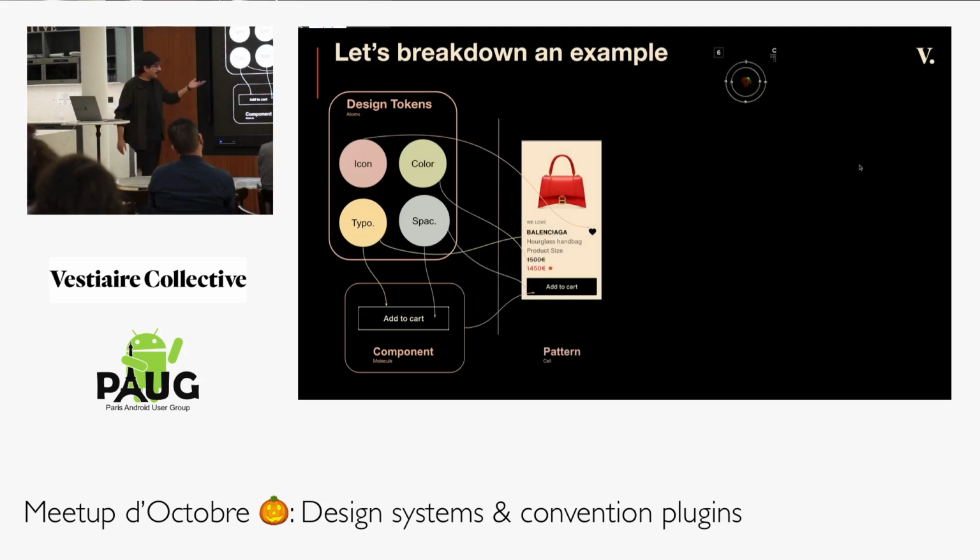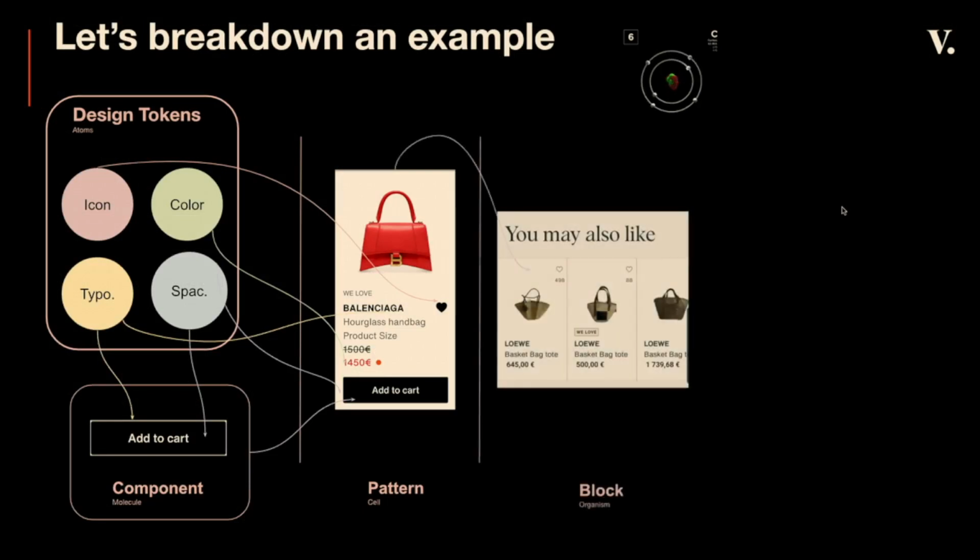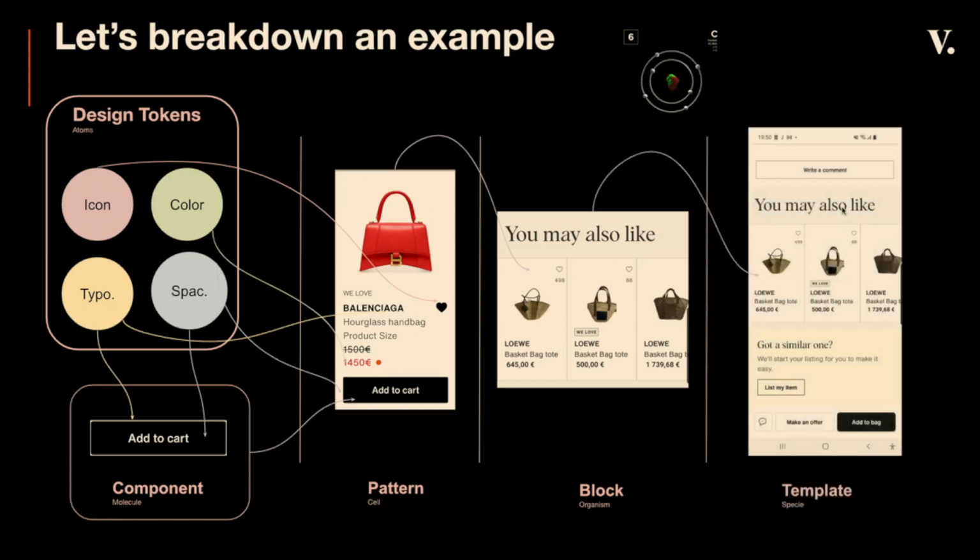From those, we can create a pattern, which is the product tile. We can see the button in here. We can see the tokens everywhere, so the icon is there, for example. And with this pattern, we can create a block, like this slice of a page, which has a horizontal list of product tiles. And this block can be placed inside a page template, which is here, in this case, the product page.